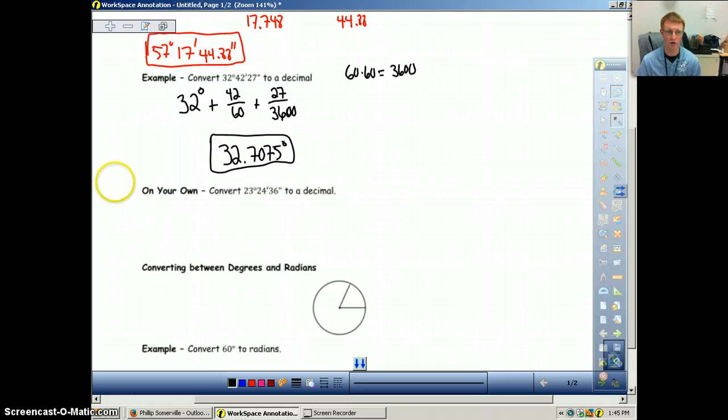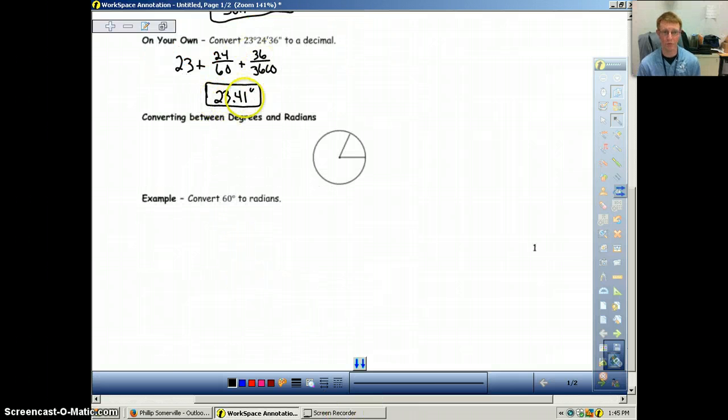Okay, so I have one that I want you to do on your own. It's one like what we just did. The process does not change whatsoever. So do that on your own, answer the question. Let's see how you do. Hopefully you got 23.41 degrees just by adding up these three numbers. That's pretty straightforward on how that's set up. Okay, moving on to the next thing.